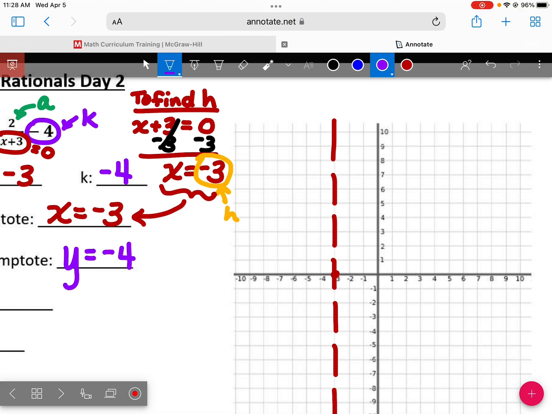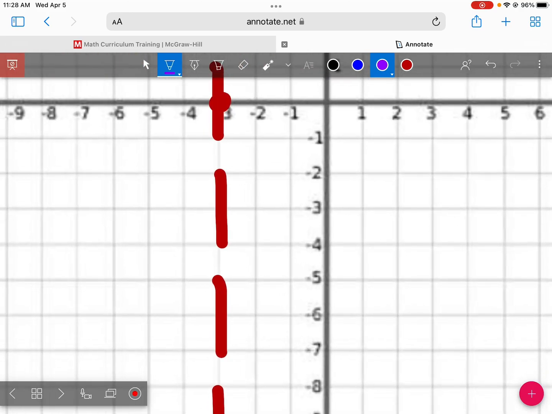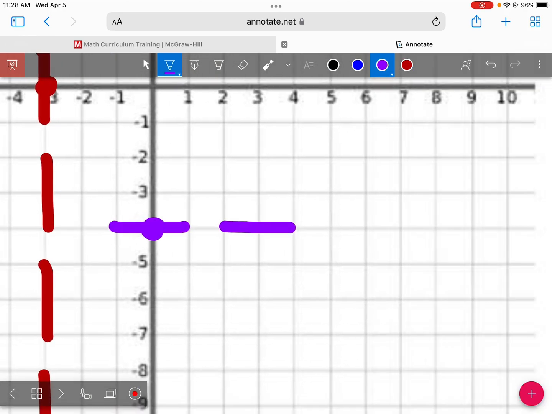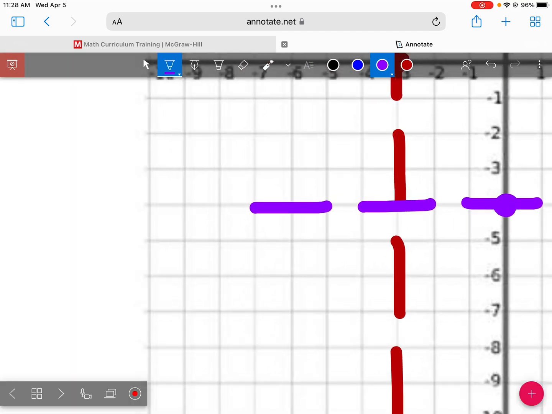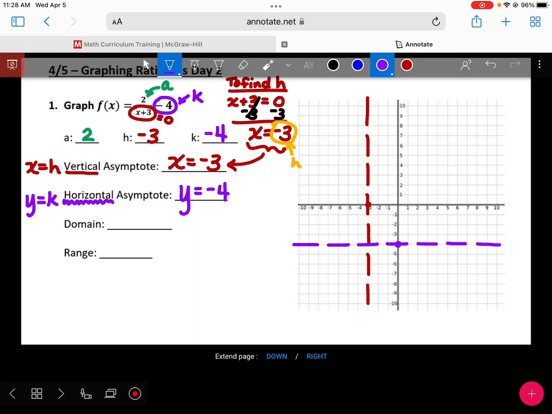So I'm looking at my equation. I go to the y-axis and I find -4. Find -4 on your y-axis. Put a dot there. Which way does a horizontal line go? Back and forth, left and right. I'm going to draw a left and right line through that point.